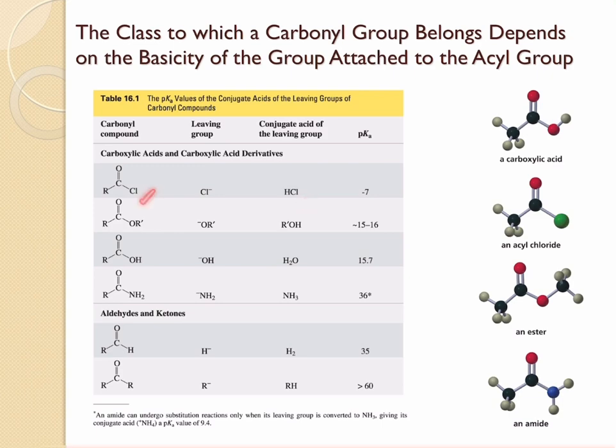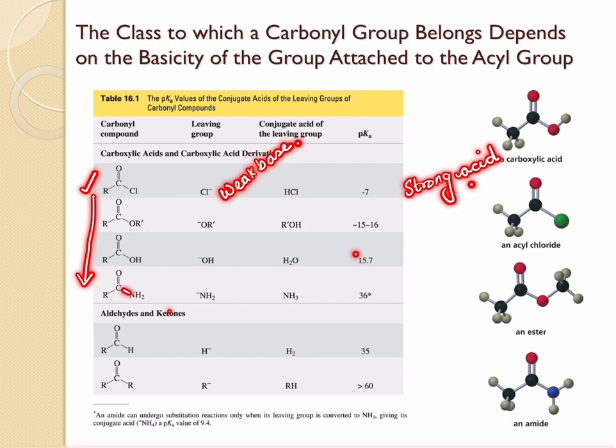Let's take a look at the conjugate acids and compare the pKa values. In the case of acid chloride, since Cl minus is the leaving group, the conjugate acid is going to be HCl. And we know that the pKa value of HCl is -7, which means it's a strong acid. So if this is a strong acid, then definitely this is a weaker base. A weaker base can be easily substituted by a stronger nucleophile. So therefore, this can be substituted by something else. Whereas as you go down the group, the basicity of this group increases, and therefore it is not as easy to get it replaced by something else.